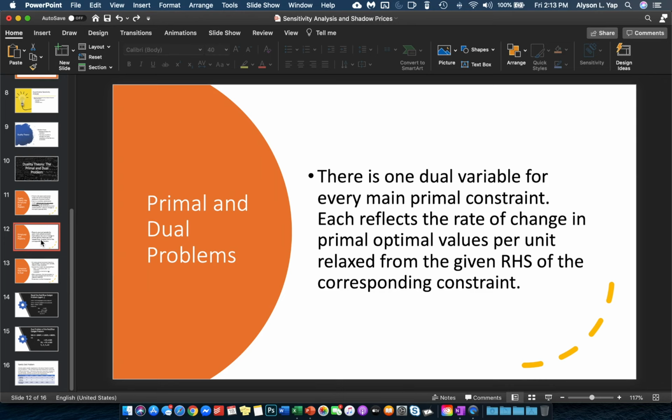And this dual variable reflects the rate of change in primal optimal values per unit relaxed from the given right hand side of the corresponding constraints, or as we know it, the shadow price.